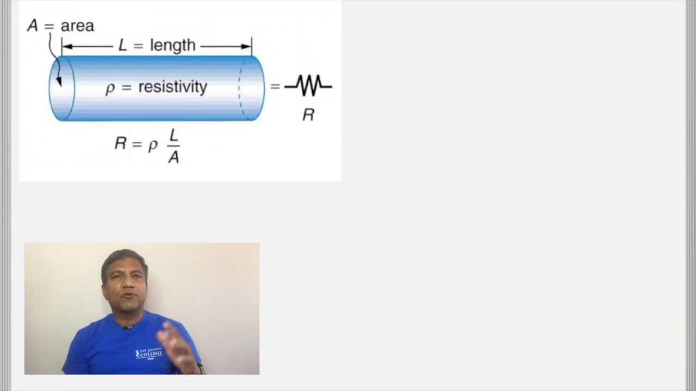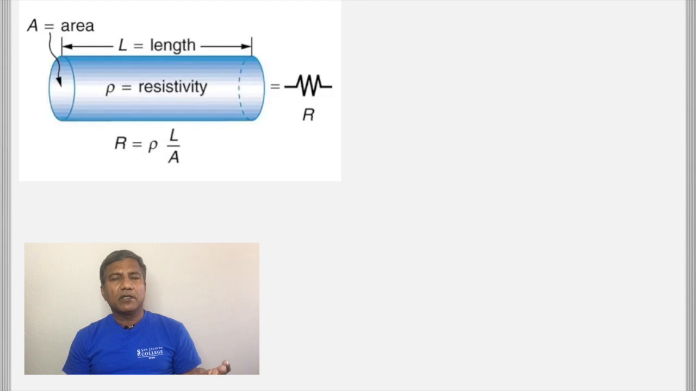Resistance actually depends on 4 factors. The resistance depends on the material, whether it's copper or aluminum or any other material. That's number 1. Resistance depends on the material. Number 2, the resistance depends on the length of the conductor. If the length of a conductor is bigger, then its resistance is going to be bigger.